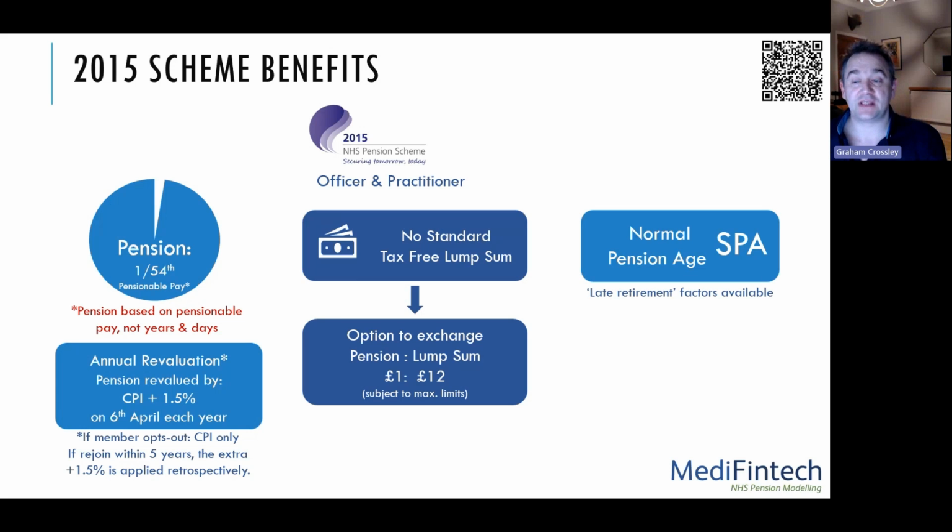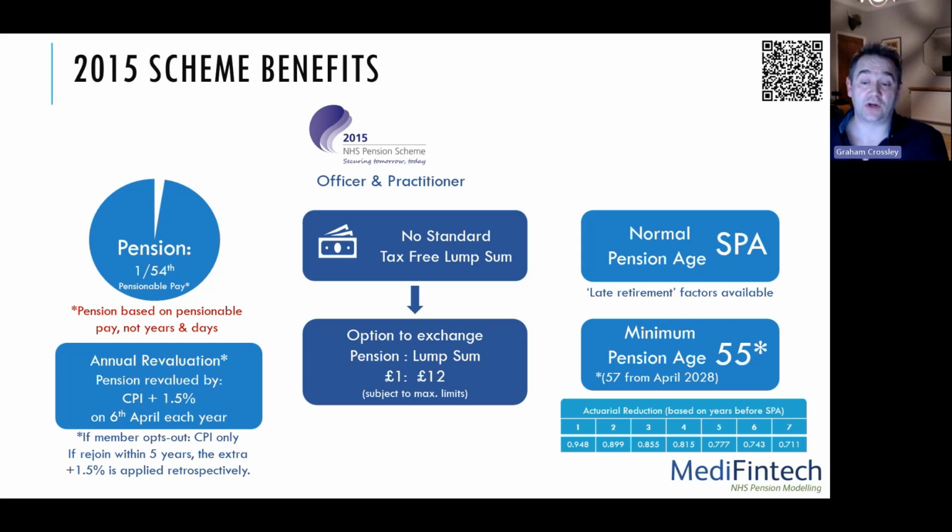The normal pension age for this scheme is state pension age. So if government increase state pension age, this will automatically increase too. If you work past state pension age, there are late retirement factors that will enhance that pension. If you want to go early, you can do. This is one of the biggest misconceptions I see on the 2015 scheme. People think that they've got to work to state pension age. It's up to you when you want to work to.